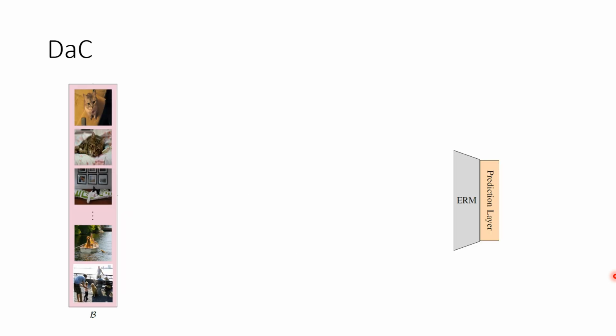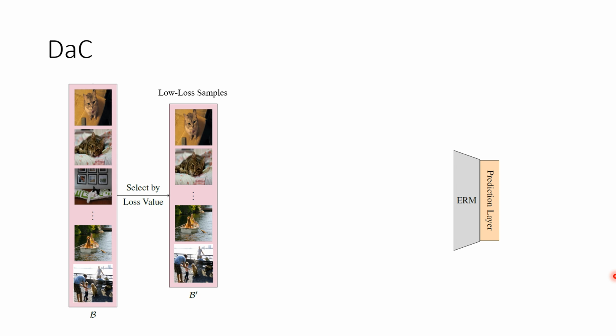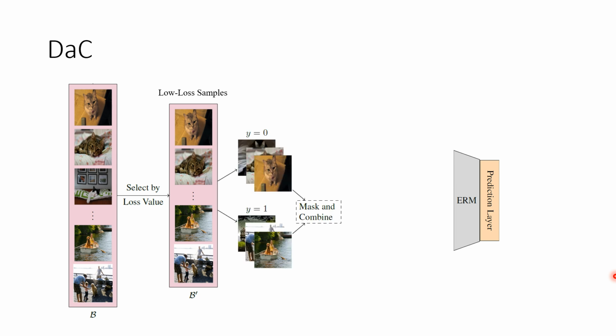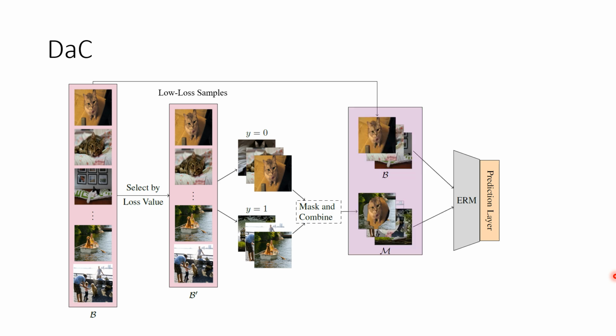Now, using the mask and combine module introduced in the previous slide, we want to retrain the prediction layer of an ERM model on an augmented version of the training data such that it becomes robust to spurious correlation. Given a batch B, we first select the samples of the batch on which the model has a low loss. We then combine the samples of different labels using the mask and combine module, and then we feed the original batch and the combined images to the ERM model. The final loss for updating the prediction layer is a weighted sum of the loss of the model on the original batch and the loss on the combined images.